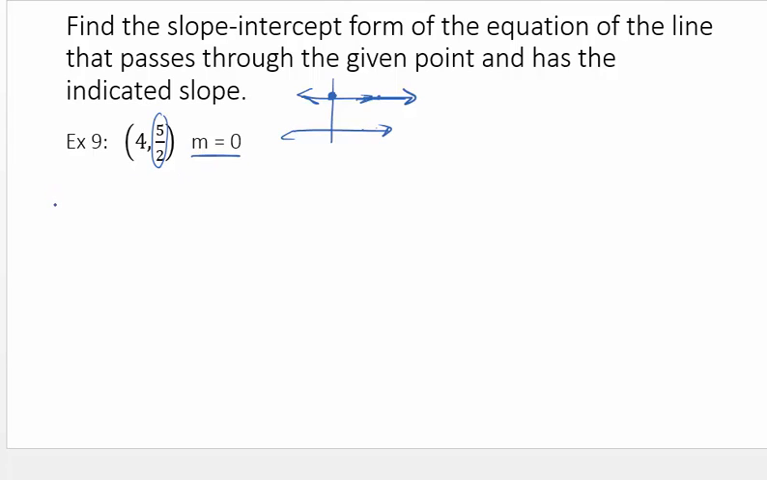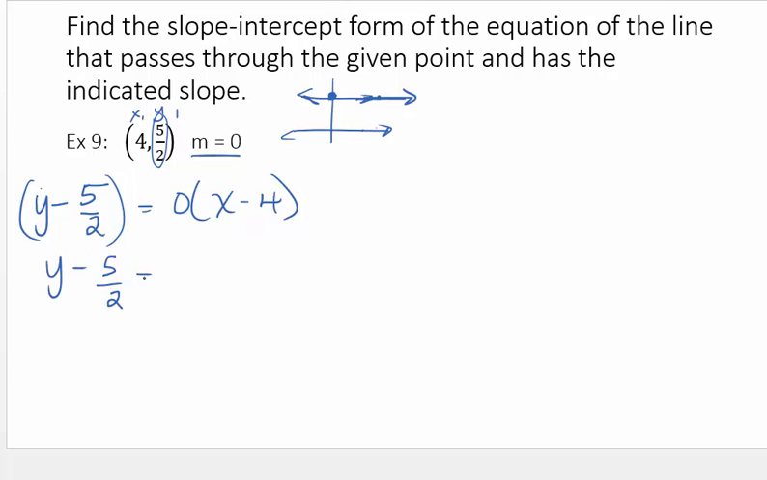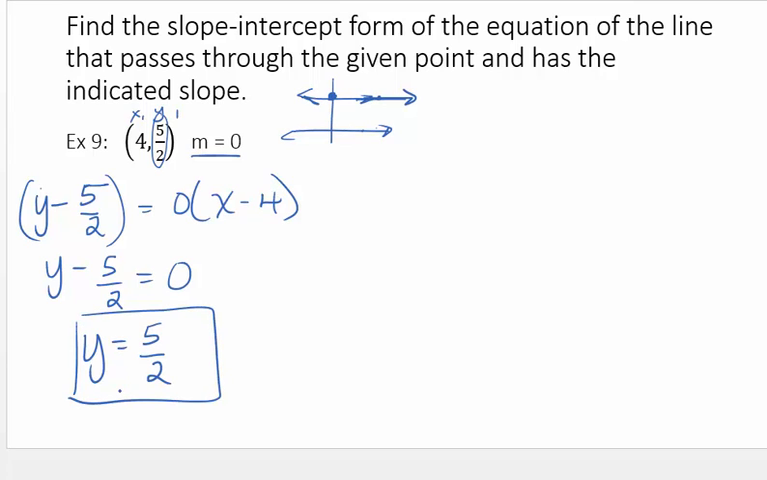Well, you can do the old x1, y1 thing if you're more comfortable. You go y minus 5 halves equals 0 times x minus 4, and clean it up. y minus 5 halves equals 0, right? And then move that over, and that's your equation. Some of you can just look at the graph and know, okay, it's just y equals 5 halves, because visually that's what's going on. Some of you need to show the work. I get that. It's a little tricky.